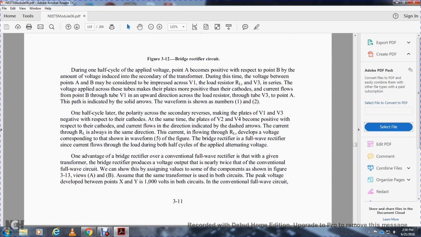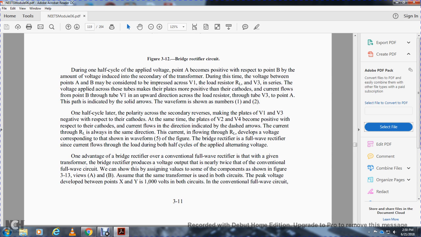One half cycle later, the polarity of the secondary reverses. The plates of diode 1 and diode 3 become negative with respect to the cathode, and at the same time the plates of diode 2 and diode 4 become positive with respect to the cathode. Current flows in the direction indicated by the dashed area, through the load resistor always in the same direction, and the load resistor develops the voltage shown in waveform 5. The bridge rectifier is a full-wave rectifier: current flows through the load during both halves of the applied alternating voltage.